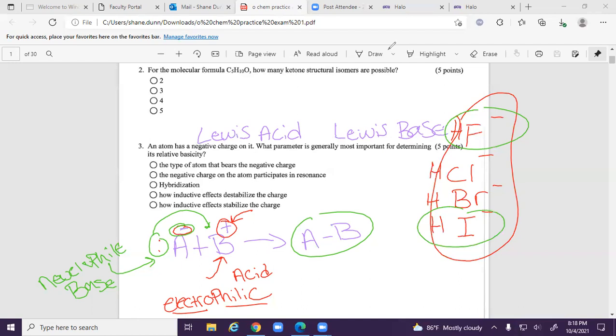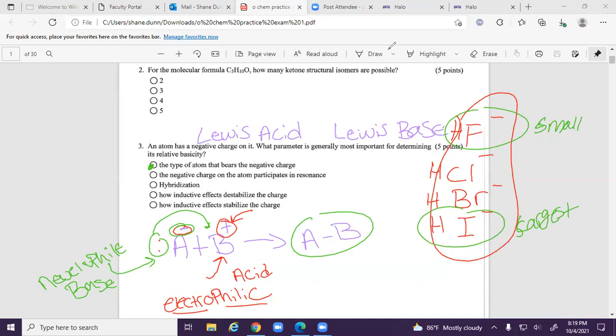Fluorine is the smallest, right? That also plays in, yes. Most electronegative, yep. That does play a role, but they're all in the same column, right? So they pretty much have the same electronegativity. So the size matters a bit more. What I'm trying to get at is it's going to depend on the type of atom the negative sign is bonded to. That's more important than anything else, right?